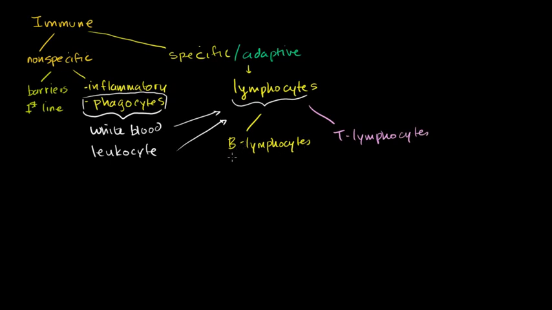B lymphocytes were first recognized in the bursa of Fabricius. That's actually a part of birds that participates in the immune system. And so the B came from bursa. But B also applies to the human immune system because it's produced in bone marrow. So that might be an easier way to remember. It's developed in bone marrow. But historically, the B came from the bursa of Fabricius, just in case you want to know. But it's easy to remember that B could also stand for bone marrow because that's where it's produced.